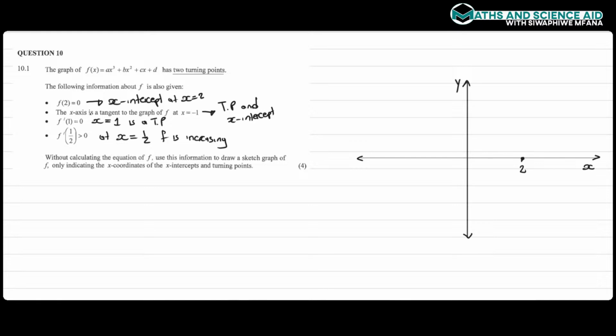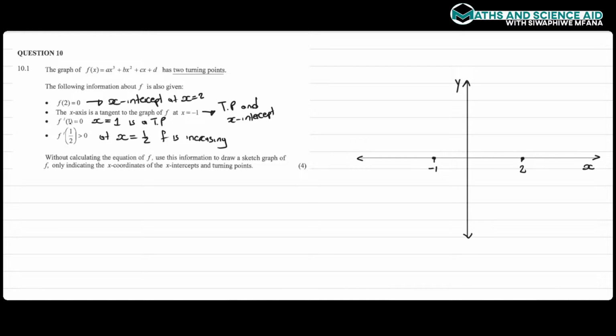And then they say the x-axis is a tangent to the graph at x = -1. So it means that here, if x is -1, as we had already interpreted this information, this is both a turning point as well as an x-intercept, okay? And then we see that f'(1) = 0. So we've got a turning point.